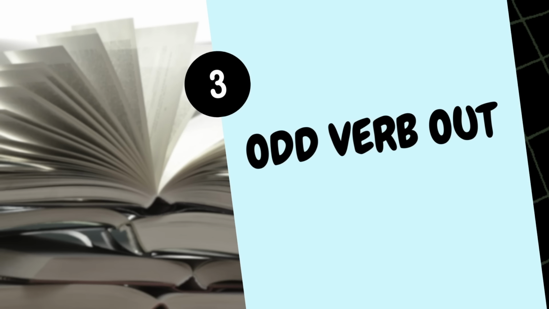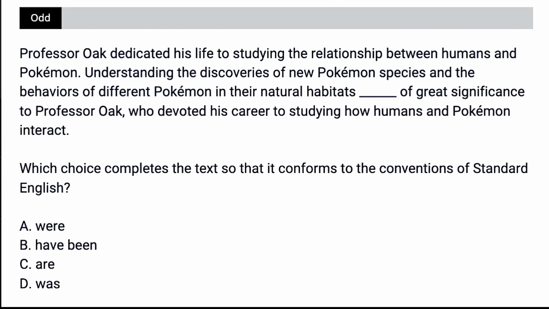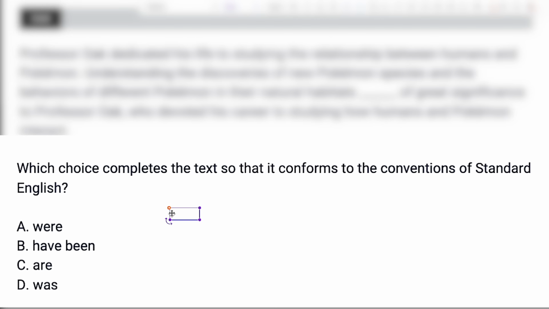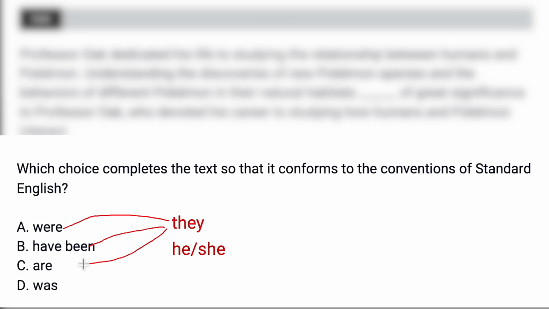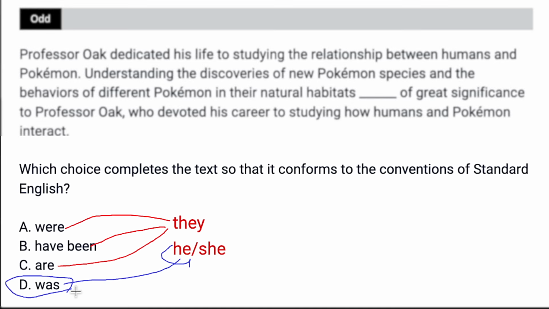Sticking with the time-saving theme, my third tip is to use the odd verb out trick for verb questions. And the odd verb out trick goes a little something like this. Step 1, completely ignore the passage. Step 2, think about "they" and think about "he" or "she." Step 3, connect "they" or "he or she" to your answers. They were, they have been, they are. He was. Because "he was" is the odd verb out, only working with one answer, that is going to be my answer. And we don't even have to worry about reading the passage.